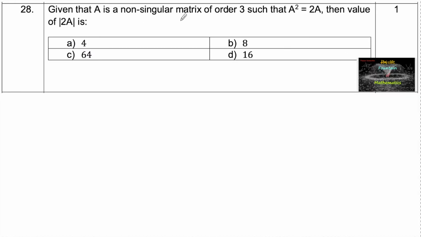Given that A is a non-singular matrix of order 3 such that A square is equal to 2A, find the value of determinant of 2A. The given matrix A is non-singular, that is det A is not equal to 0, and its order is 3. A square is equal to 2A.